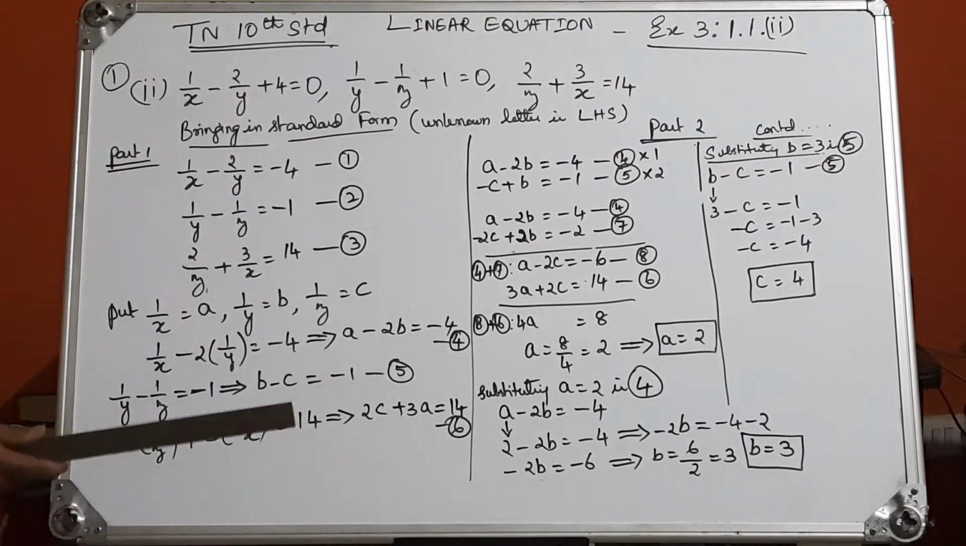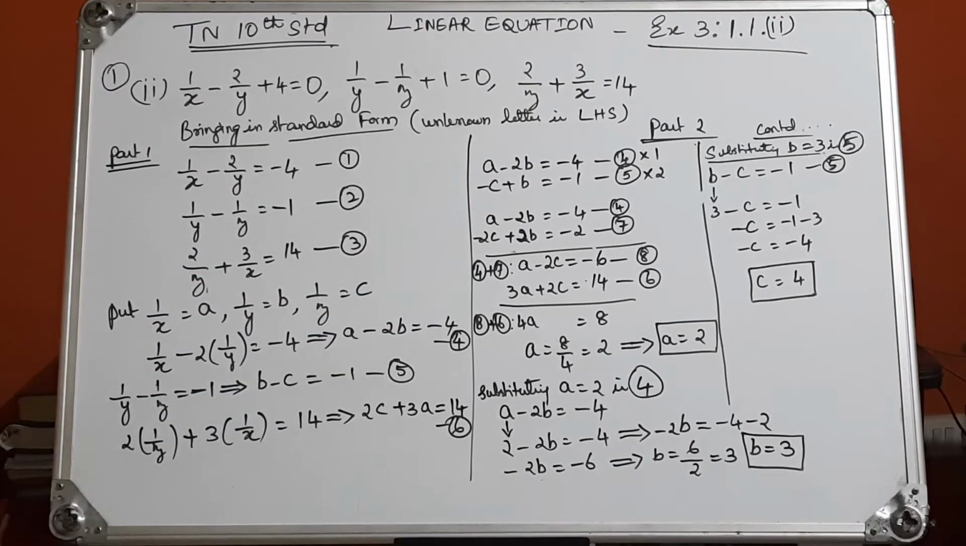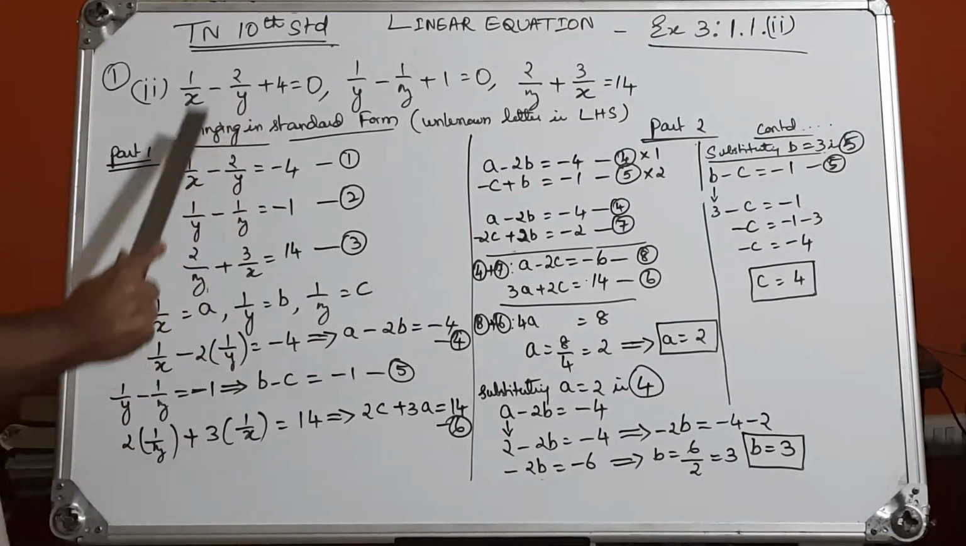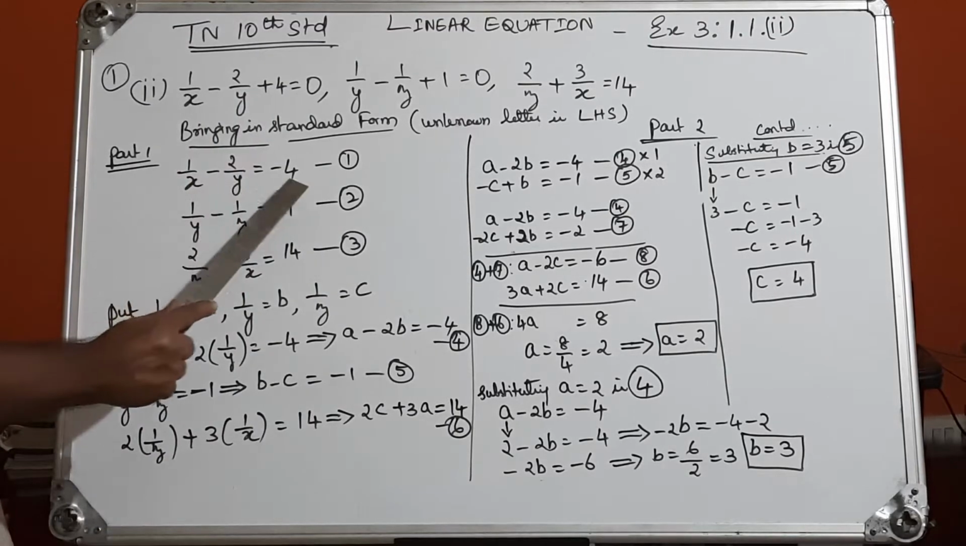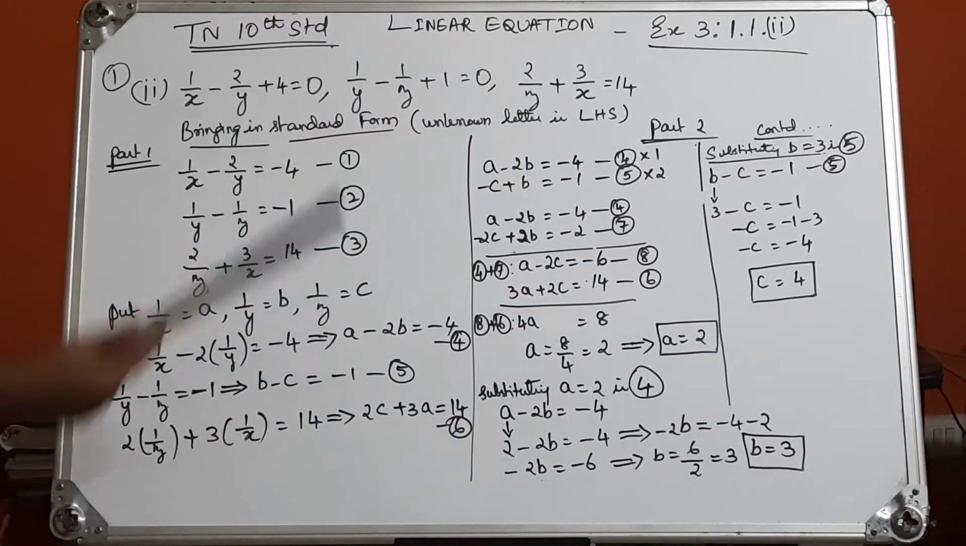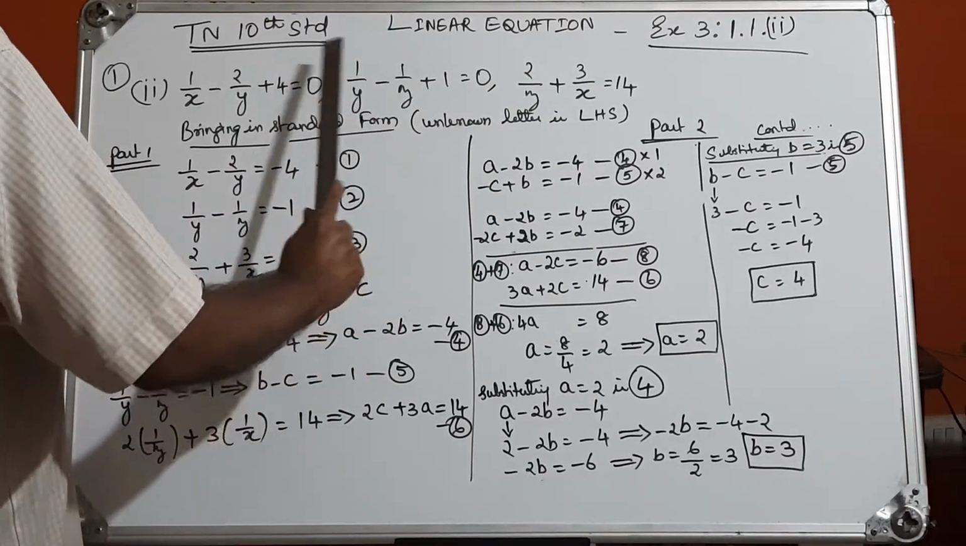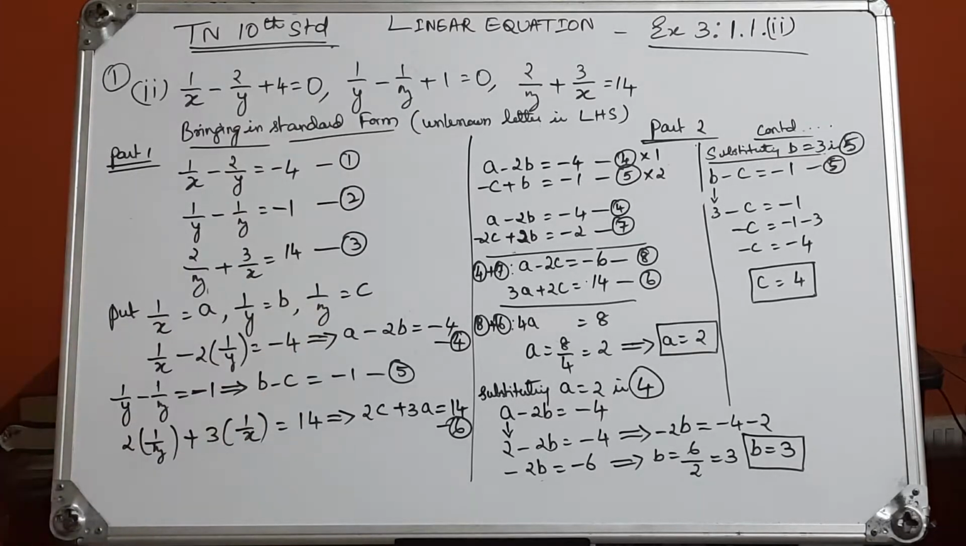Welcome to the second sum. Here x, y and z come in the denominator. So in this model, 1 by x minus 2 by y equal to minus 4. First you must bring it to the standard form. Generally it is safer: unknown letters should come on the left hand side and numbers on the right hand side. That is quite easier.